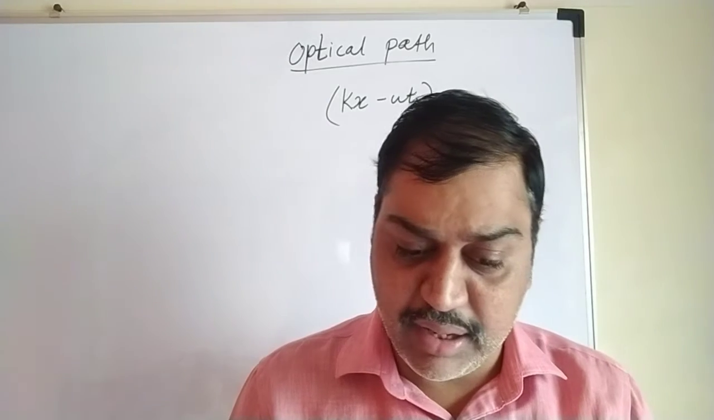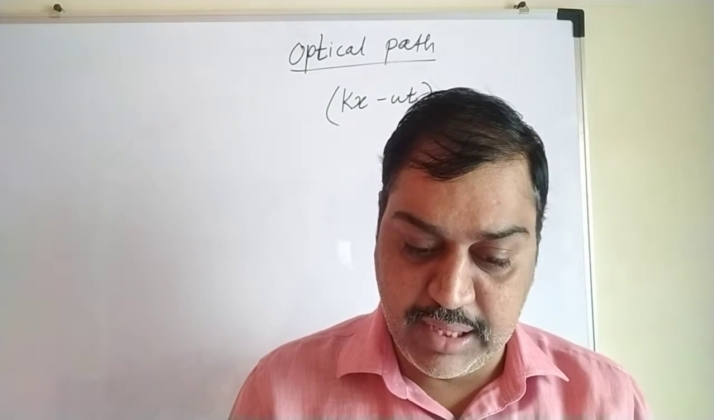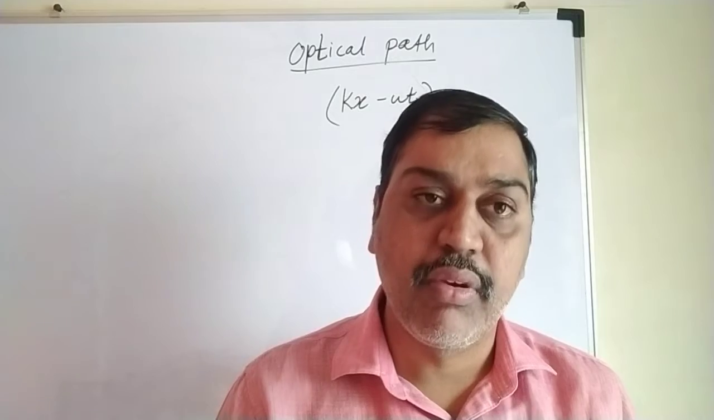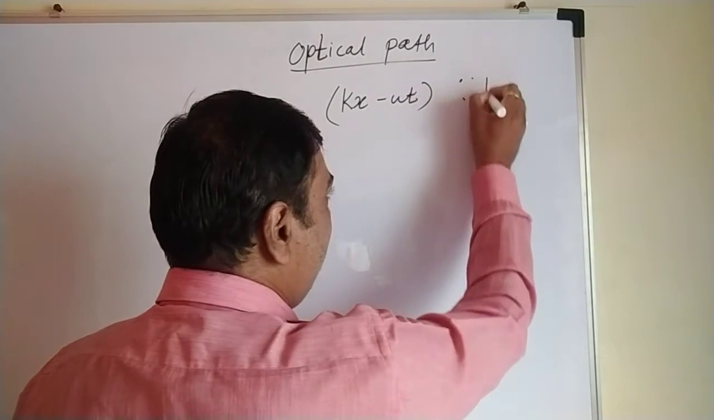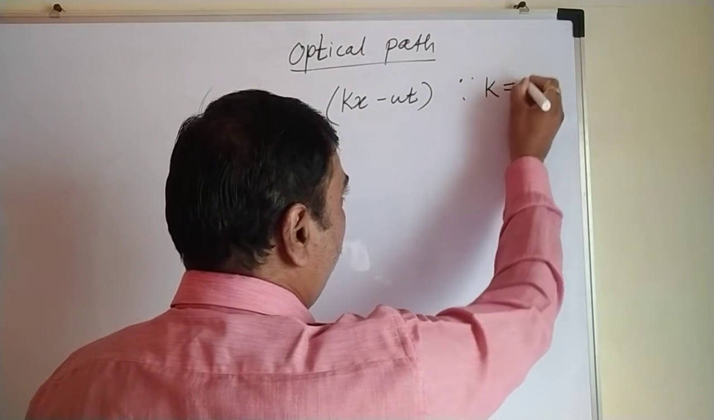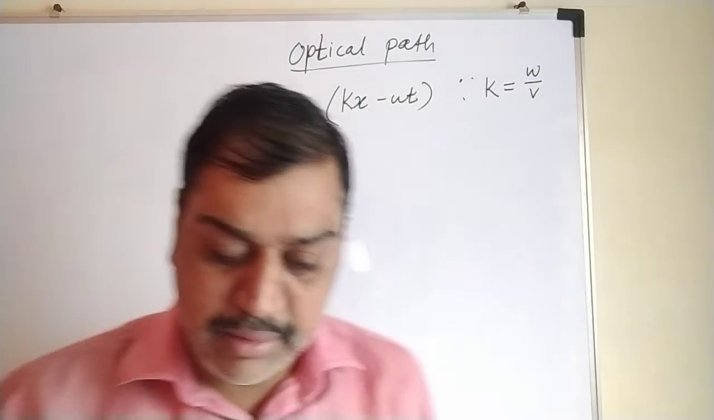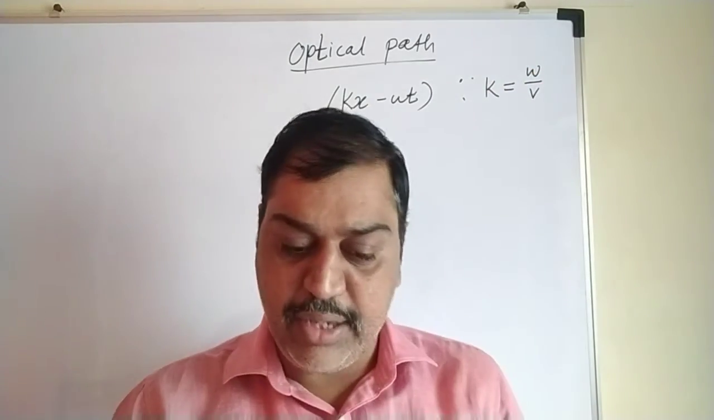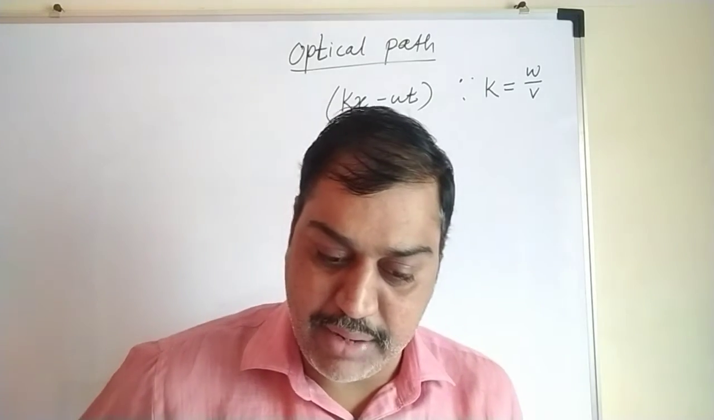Now the question comes here. The wave vector is a parameter which is related to the velocity and frequency by the equation k equal to omega divided by v. That is the point to remember: the wave vector is related to the angular frequency and the velocity, so omega divided by v.